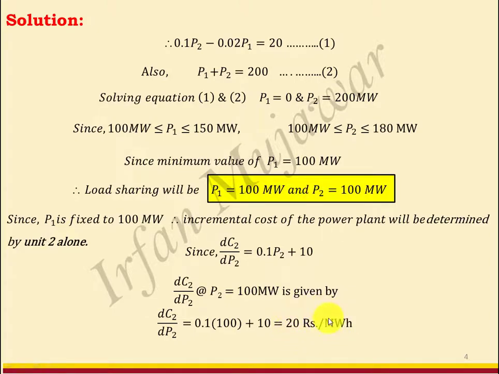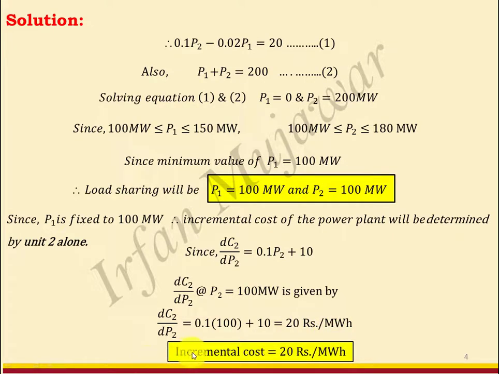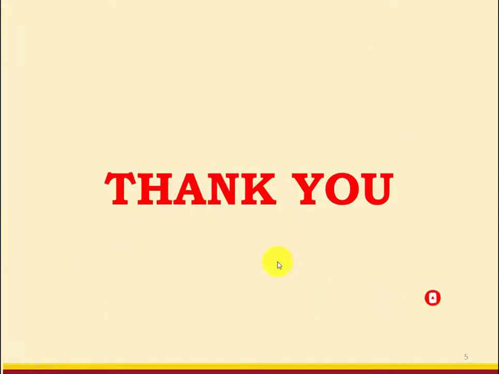So this is the final answer for the incremental fuel cost, which is equal to 20 rupees per megawatt hour, with generation of P1 and P2 at 100 megawatt each. I hope you understood how to solve a numerical on economic load dispatch neglecting transmission losses. Thank you.